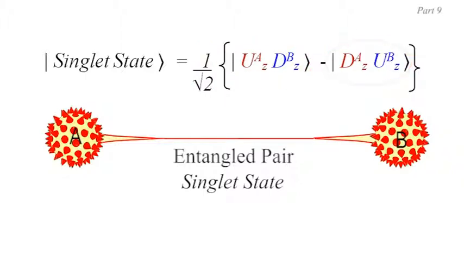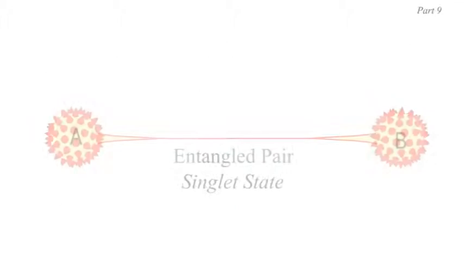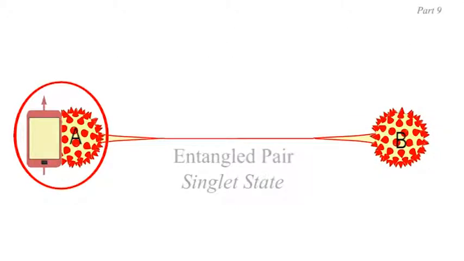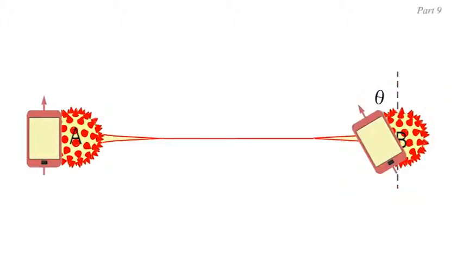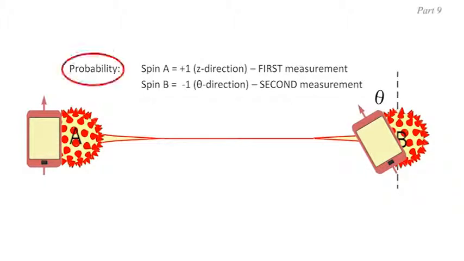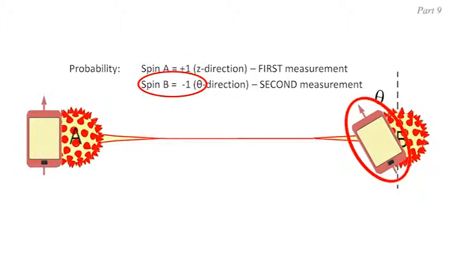Or of course we could write it in lots of other ways, such as right left minus left right, and so on. Suppose A is measured first in the z direction, but then B is measured at an angle theta to the z direction. We obviously can't talk about the spin measurements afterwards being opposite, but we can ask the following kind of question. What is the probability of getting, say, A measured as +1 in the z direction and B measured as -1 in the theta direction?